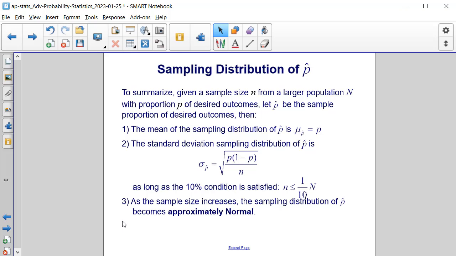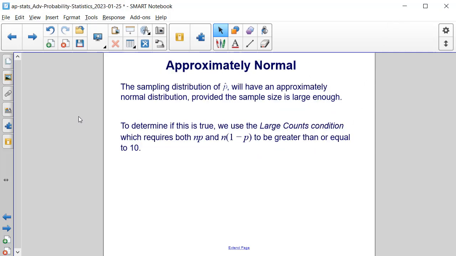As the sample size increases, the sampling distribution of our sample proportion p hat becomes approximately normal. The sampling distribution of p hat will have an approximately normal distribution provided the sample size is large enough. To determine if this is true, we use the large counts condition, which requires both np and n times 1 minus p to be greater than or equal to 10.